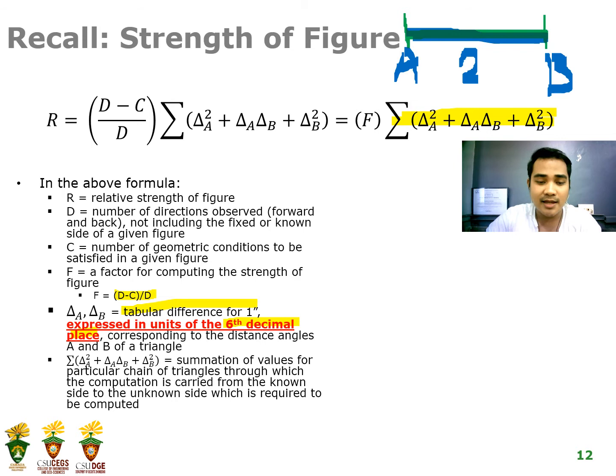We discussed last time distance angle A and distance angle B. The tabular difference of 1 second for distance angle A is what we call change in A. And the tabular difference of 1 second for distance angle B of that triangle is also the change in B, where the summation of change in A squared plus the product of change in A times change in B plus change in B squared is the summation of values for the particular chain of triangles through which the computation is carried from the known side to the unknown side, which is required to be computed.